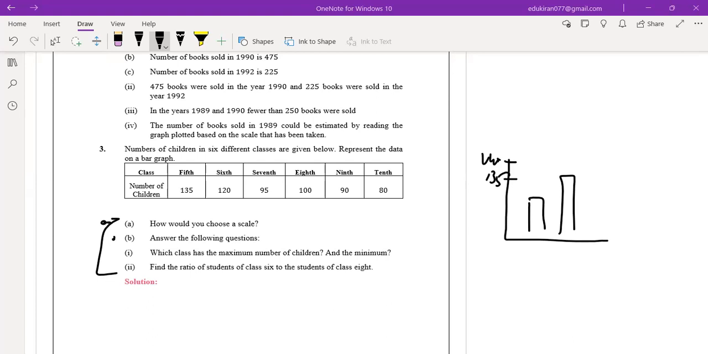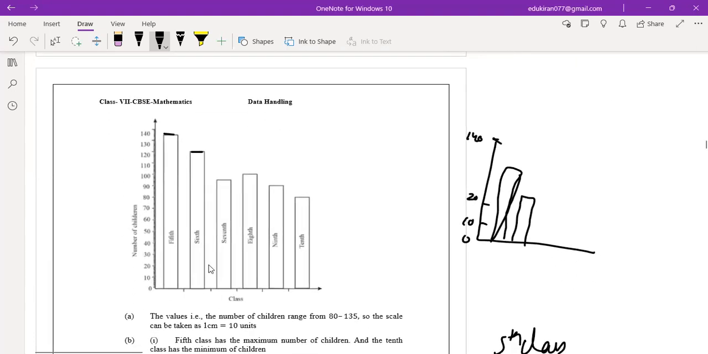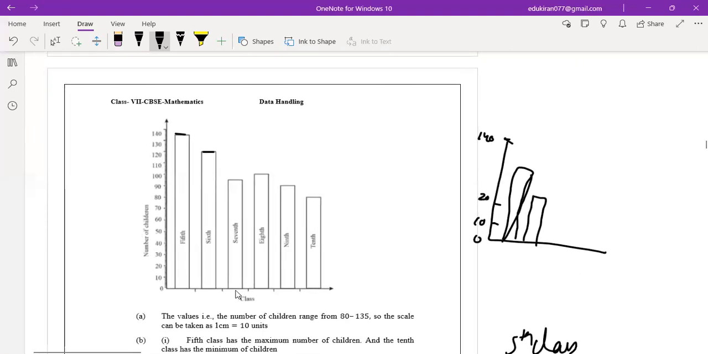Okay. So let's just discuss the answers. First, I hope you made your graph like this only. Number of children here and class here. Right? Yes, ma'am. So what unit did you take? Thais, what unit did you take? 1 centimeter equals how many children?